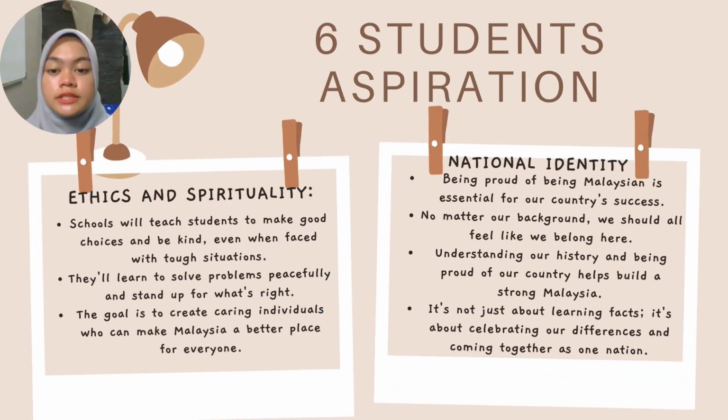The government also wants students to learn another language like Mandarin, which can be helpful in many ways. Number five is ethics and spirituality. Schools will teach students to make good choices and be kind, even when they are facing tough situations. They will learn how to solve problems peacefully and stand up for what is right. The goal is to create caring individuals who can make Malaysia a better place for everyone.